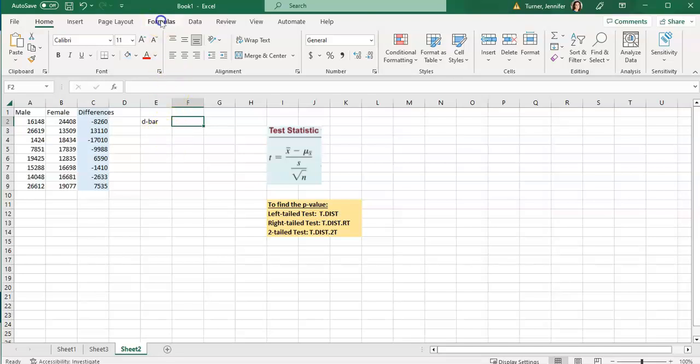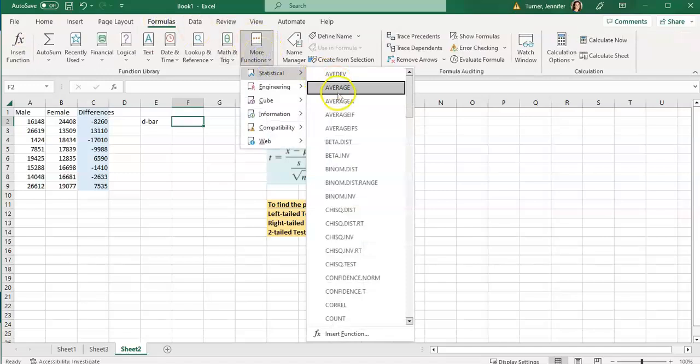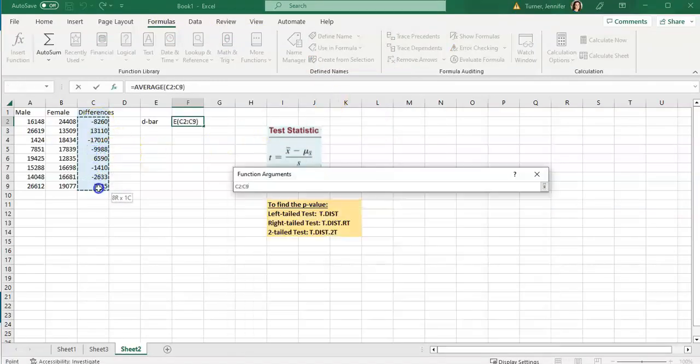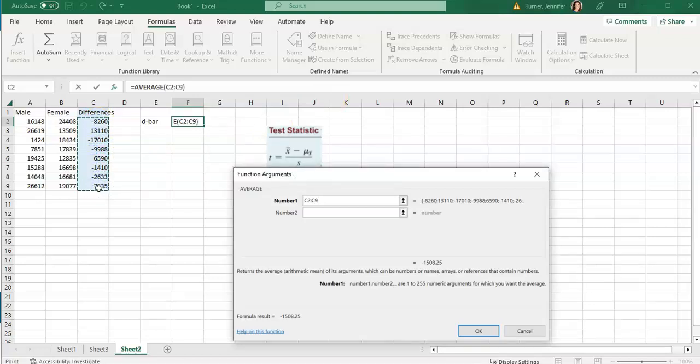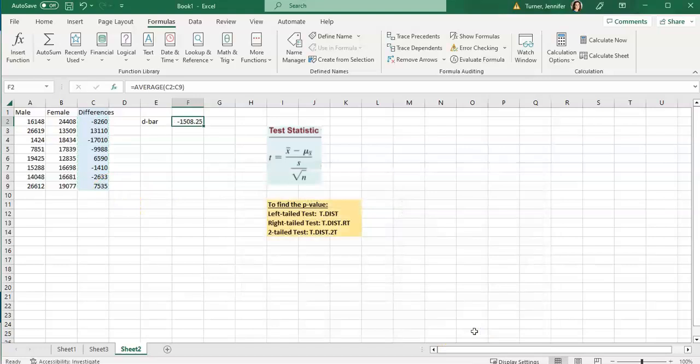We find that by going to formulas, more functions, statistical, average, and we're going to take the numbers, just highlight them from that differences column that we just created. We'll click OK. So the average, the mean of the differences, is negative 1508.25. That means on average, the women are speaking 1,500 more words than the men.